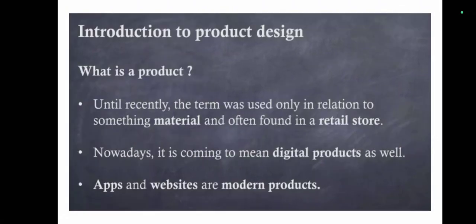Next, introduction to product design. I already explained this. When we think of a product, we think of some kind of material: a bike, a car, a mobile phone, a laptop, or an electronic device. A product will be sold in shops or supermarkets. But now in the digital world there are also digital products: apps and websites come under digital products too. So a product is not only something physical, but also digital.